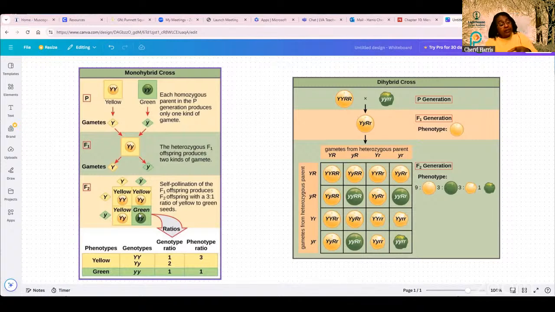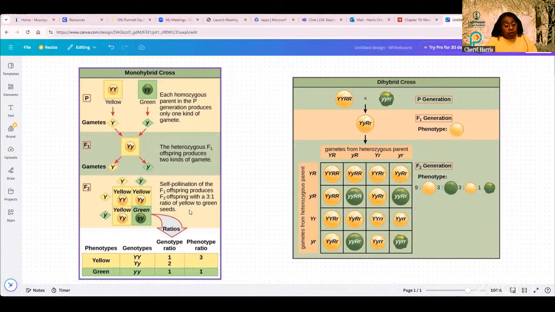So in the second generation, you don't have 100% heterozygous yellow. You have a variety, okay? Now there's two ways to look at this. We can say that 3 out of 4 are going to be yellow, and 1/4 is going to be green. We can say this is 75% yellow and 25% green.